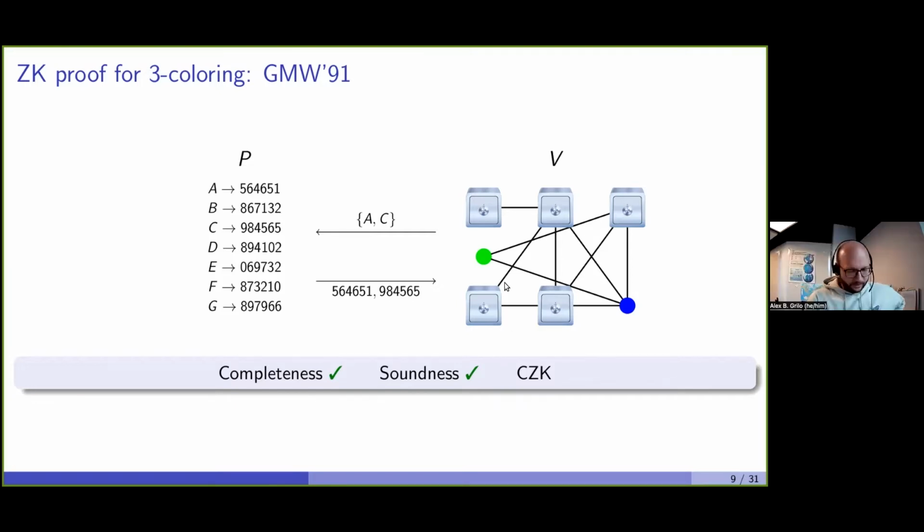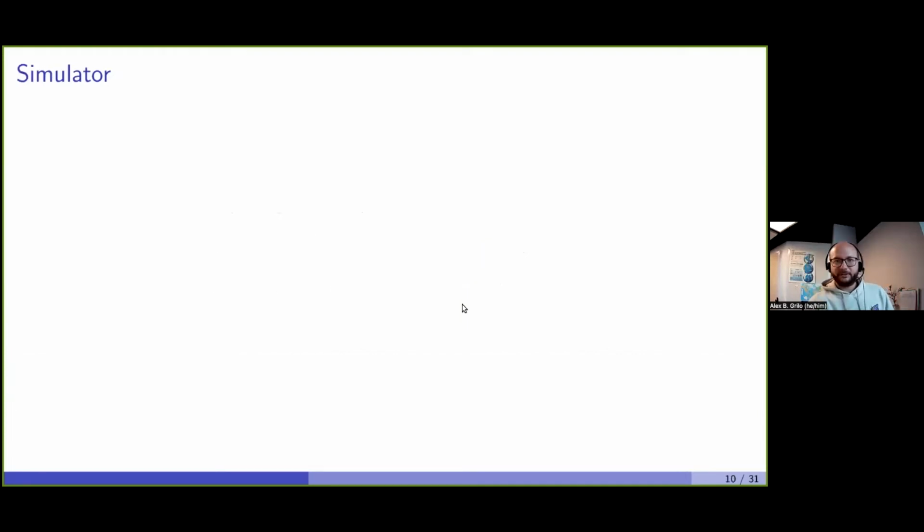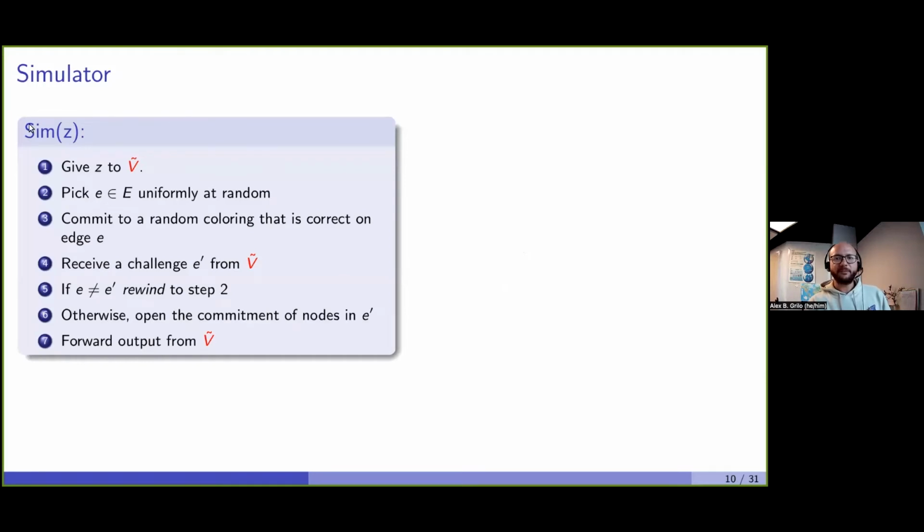Let me just describe quickly the simulator, just to give you a flavor of how to prove zero knowledge. The simulator receives this side information Z and gives it to the verifier. So it's just interacting with the verifier as the prover would. The simulator first picks one edge E uniformly at random, and it commits to a random coloring that's correct on edge E.